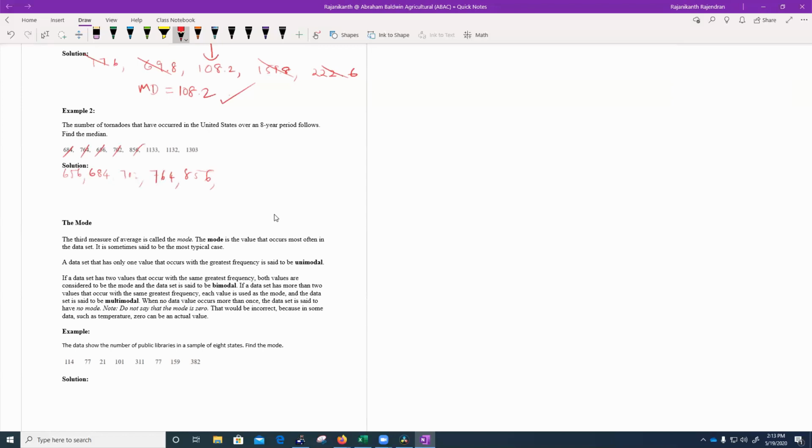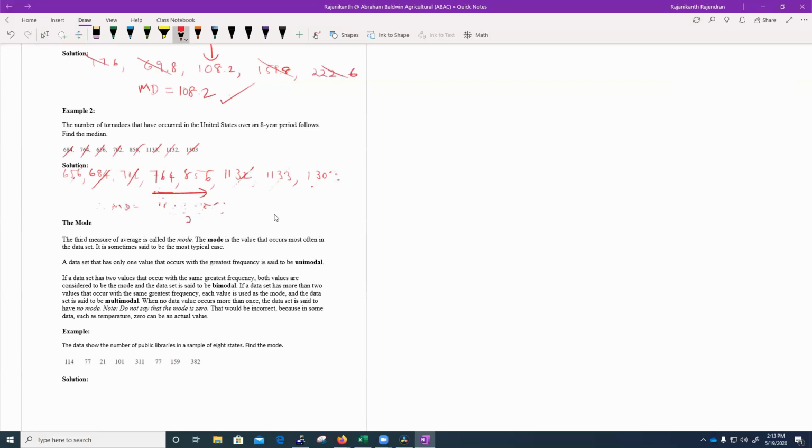Then what is the smallest number? So 1132. Then 1133. And the last one is 1303. Since I have two middle numbers now, so what are those? Simply strike off both ends. You see now you get two middle numbers. Find the average of these two numbers. Therefore, the median MD is simply the average of these two numbers, (764 plus 856) divided by 2.